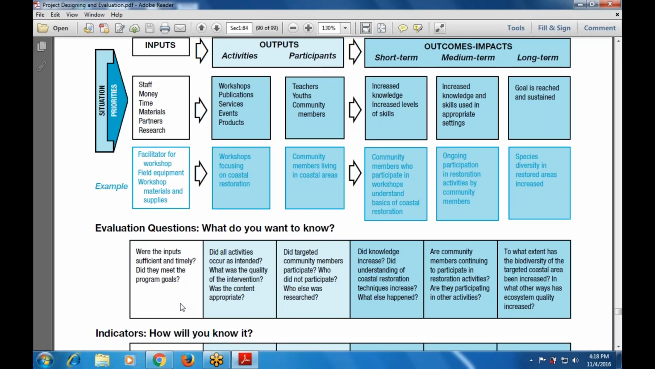To what extent does the biodiversity of the coastal area increase, and in what ways does the ecosystem quality increase? So these are the various targeted audiences, these are the various ways by which we can achieve and assess the target, that is how we are going to develop the restorative material.